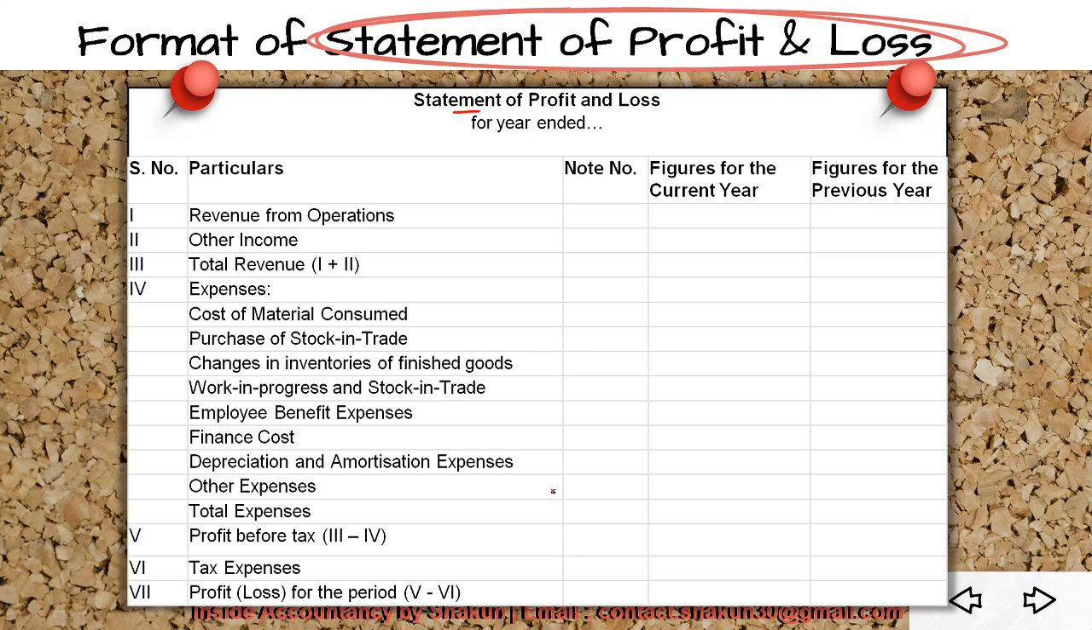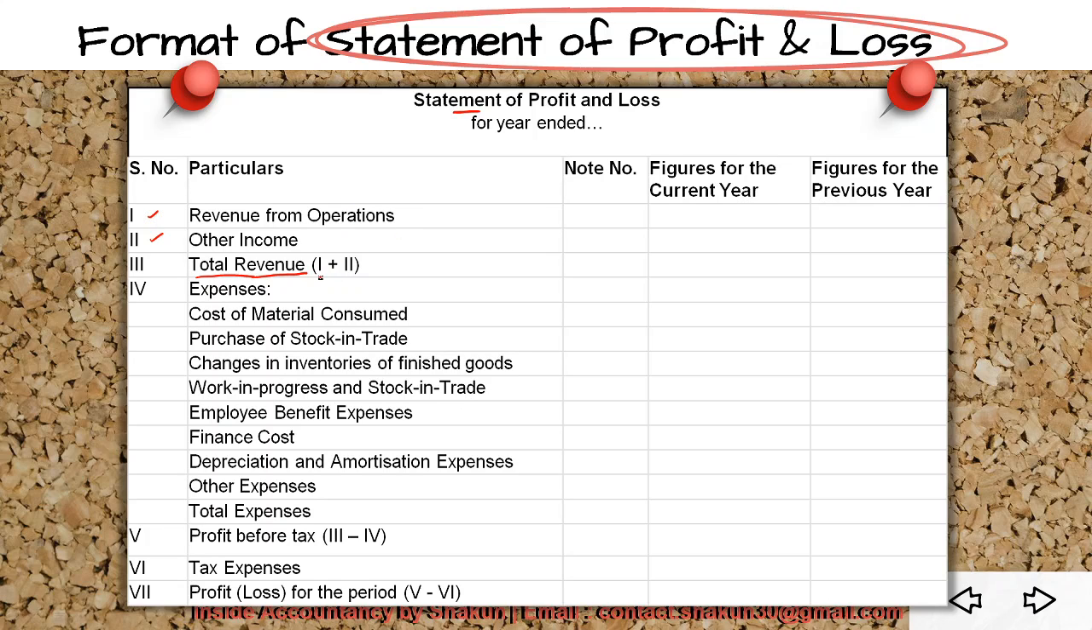So this is the format of the statement of P&L as per the Companies Act 2013. It involves all these items. First of all, we have revenue from operations and other income. The total of revenue from operations and other income gives us the total revenue. So 1 plus 2 gives us the total revenue. We'll discuss what it actually means and what all items are included in this.